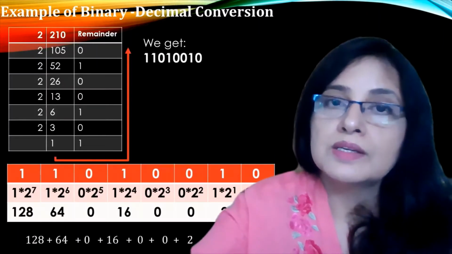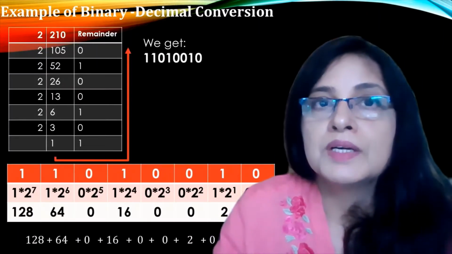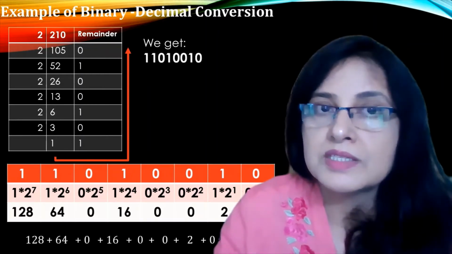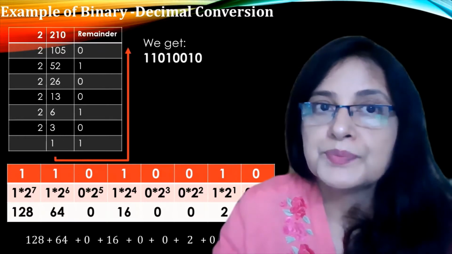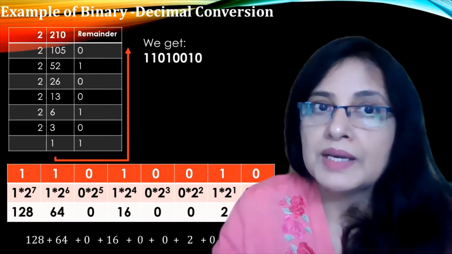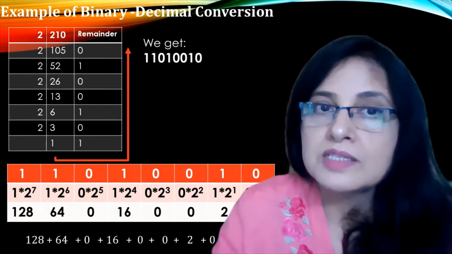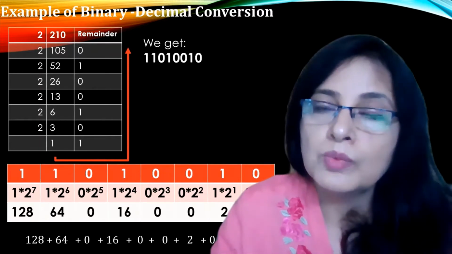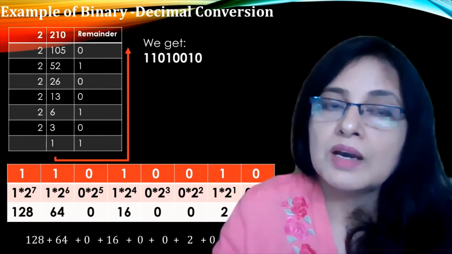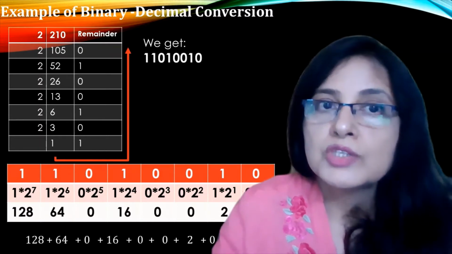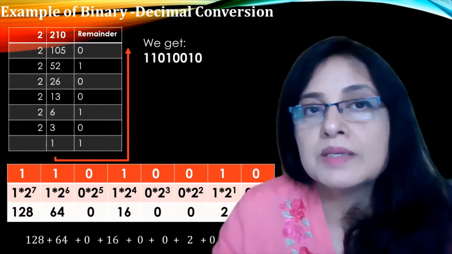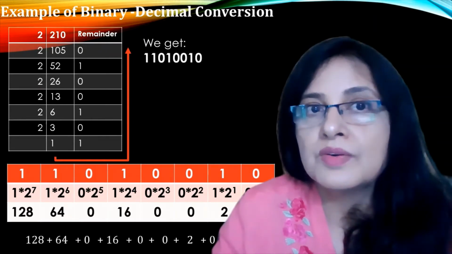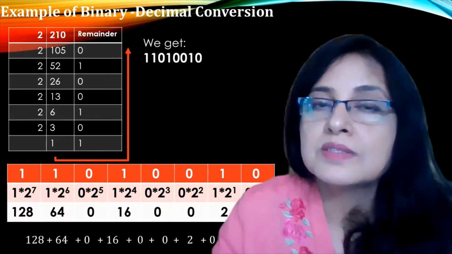So let us look at an example where we have a decimal number 210 and we divide it to get the binary version. Every time we divide, we write the remainder on the side till we end with 1, and that becomes our most significant digit. So we start by reading from the lower part, 11010010.